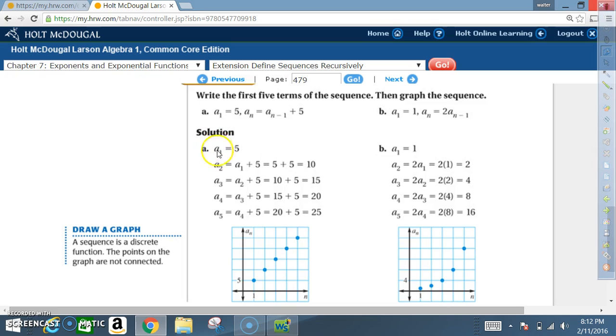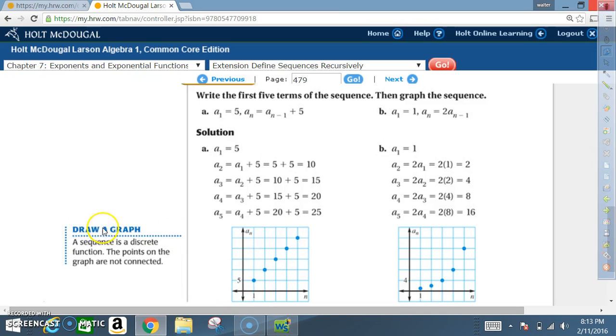Solution: a sub 1 equals 5. That's our first term. A sub 2, the second number in the sequence, is equal to a sub 1 plus 5, which is 5 plus 5, which is equal to 10. A sub 3 is equal to a sub 2, that was 10, plus 5, the difference, which is 15. A sub 4 is equal to a sub 3 plus 5, which is 15 plus 5, which is 20. A sub 5 is equal to a sub 4 plus 5, which is 20 plus 5, which is 25. Then we graph.